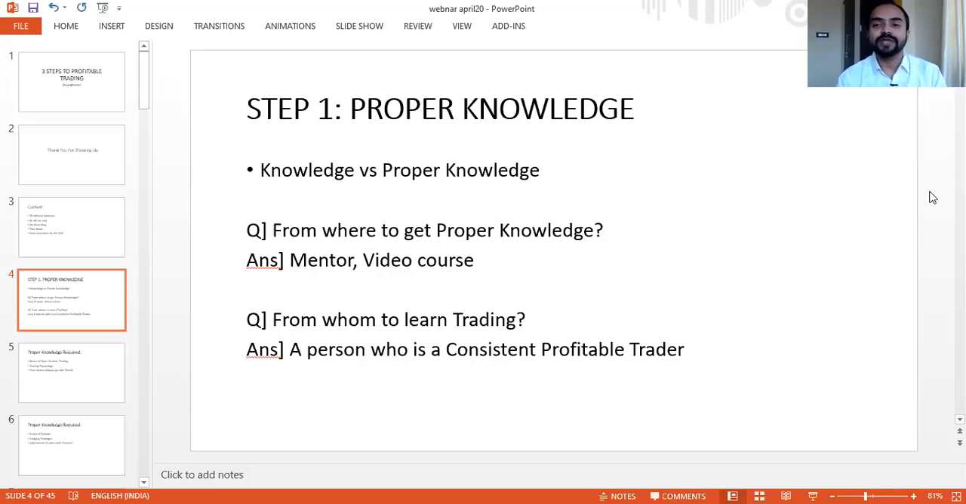And I want to tell you that I am a consistent, profitable trader. My name is Sumit. I'm the owner of Trading Income Community, where I provide training to people to become consistent, profitable traders. And I am a consistent, profitable trader, and I will show you the proof because the public wants proof. So here we go.